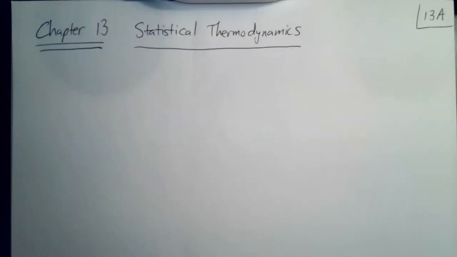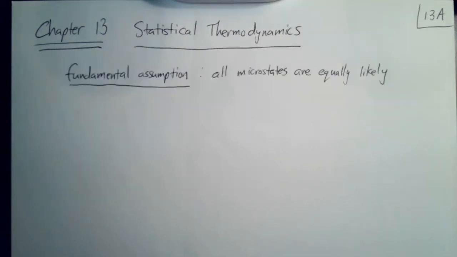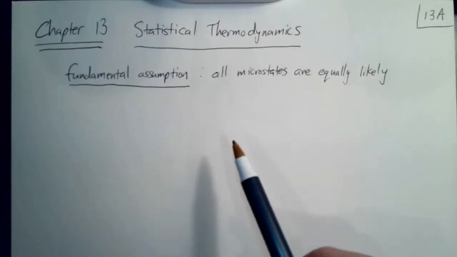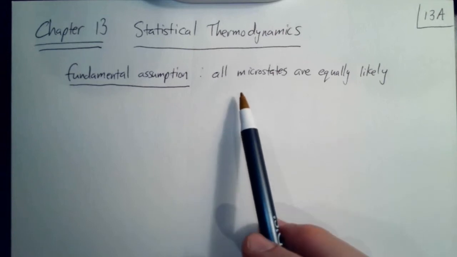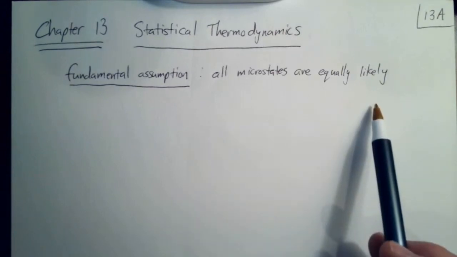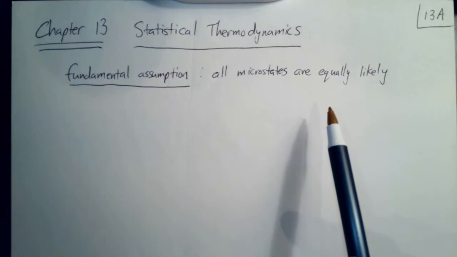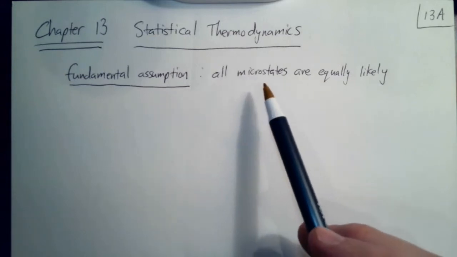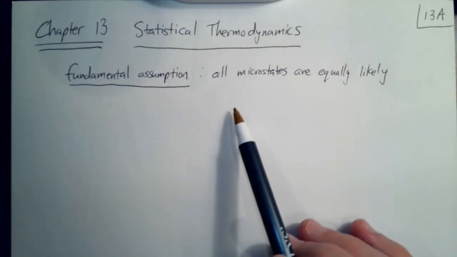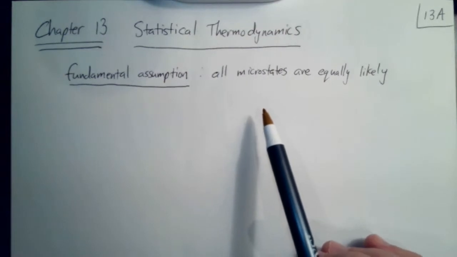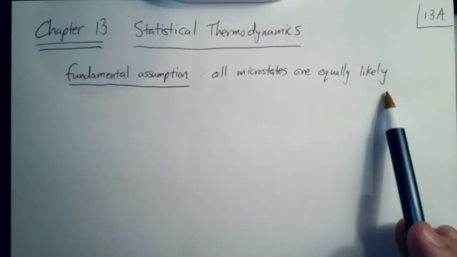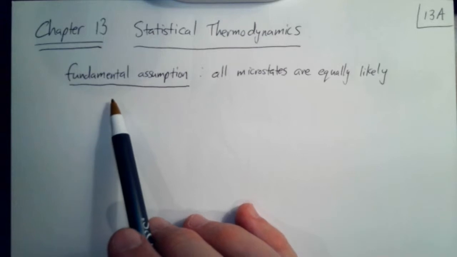And back in Chapter 3, I mentioned that there was a fundamental assumption. And I'm going to write that fundamental assumption down again. And here it is. The fundamental assumption is that all microstates are equally likely, meaning there is no preference for one microstate over another as far as nature is concerned. Now, from this fundamental assumption, it's really amazing how far you can go.